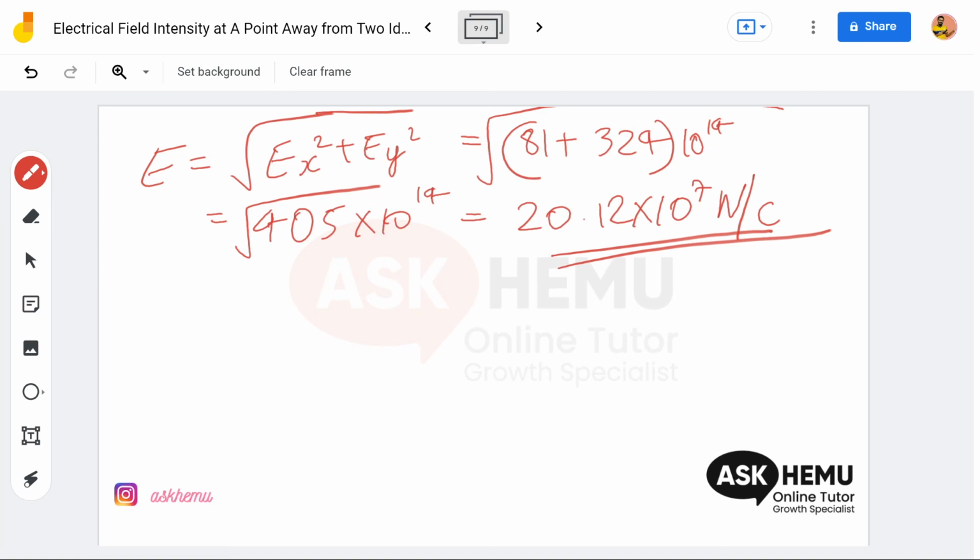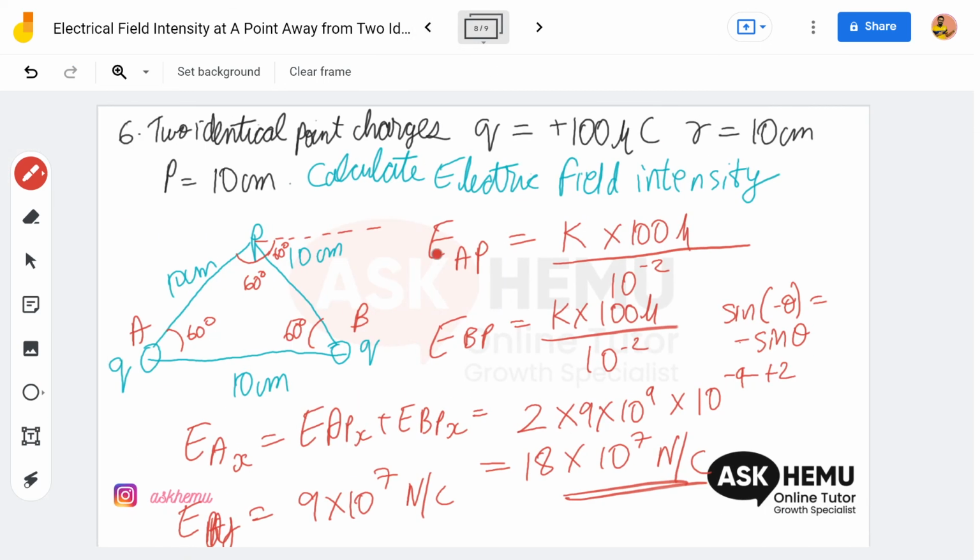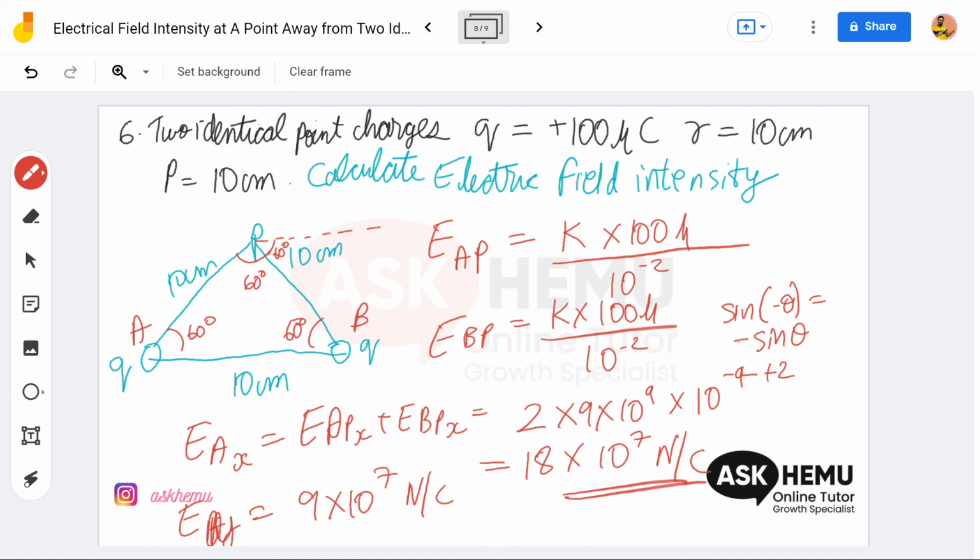So we have solved the problem for electric field intensity at a point away from two charges, in which you have to calculate the x and y components separately so that you will be able to solve the problem for the final answer.